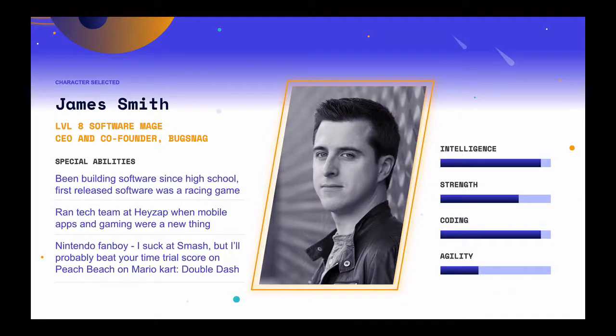So who am I? I'm James Smith. As I said, I've been running a company called Bugsnag for about 7 years. I'll talk a lot more about Bugsnag later. Before Bugsnag, I've been building software for a long time, about 15 years. I'm a math and computer science graduate. I started my career working in embedded software.